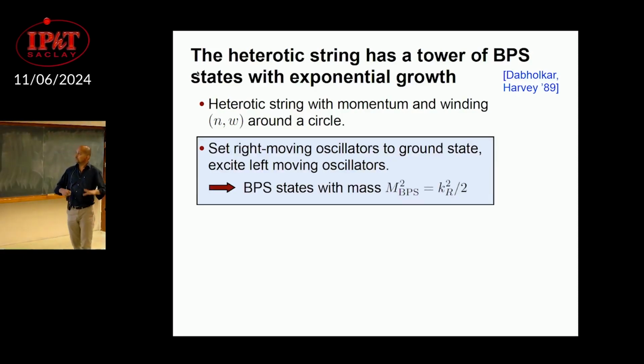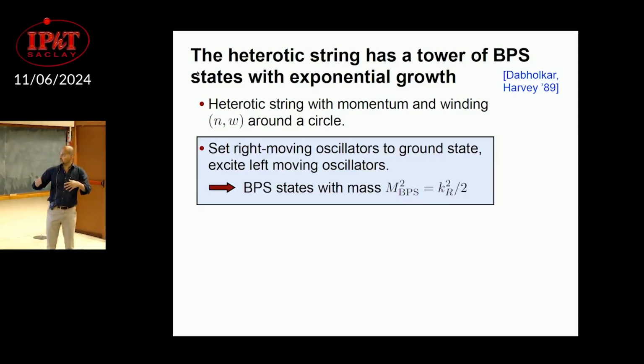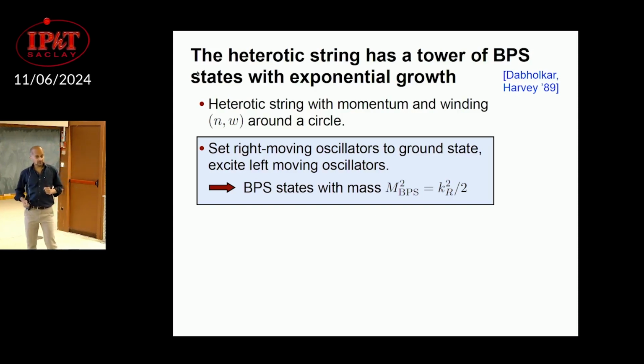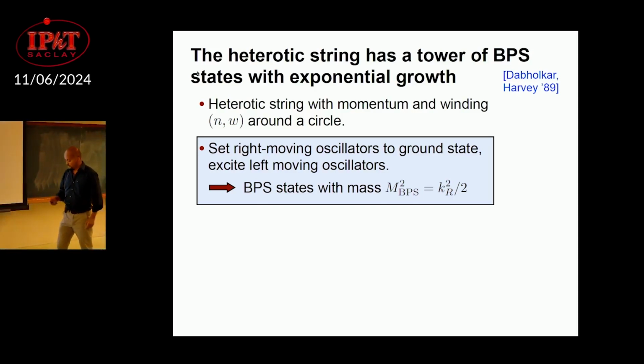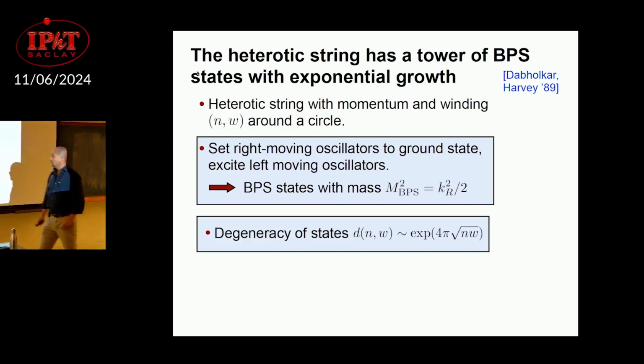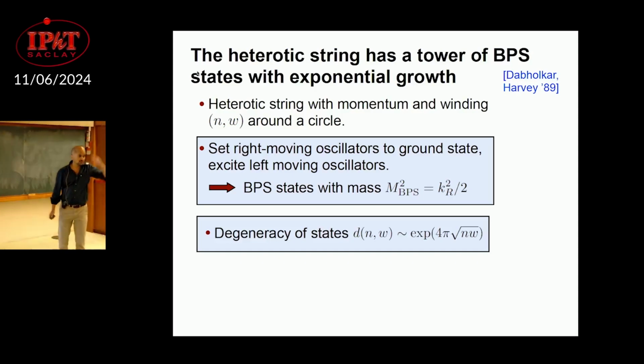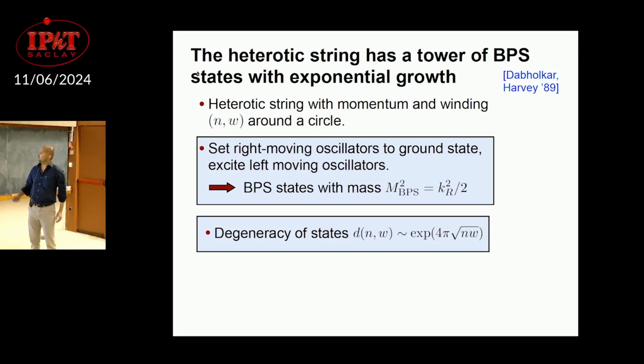Now, as we all know, the supersymmetries of the heterotic string arise from the right movers. So if we set the right moving oscillators to the ground state, this configuration is supersymmetric. It preserves 8 of the 16 supercharges of the theory, and its mass is determined by the right moving momentum. But you can excite the left moving oscillators to arbitrarily high energies, and so you get this infinite tower of BPS states, all of which have the same mass.